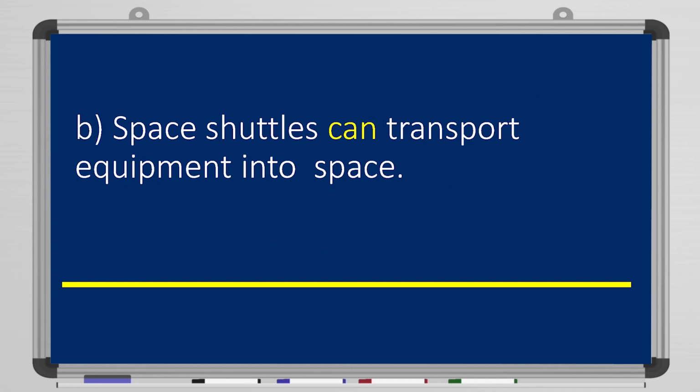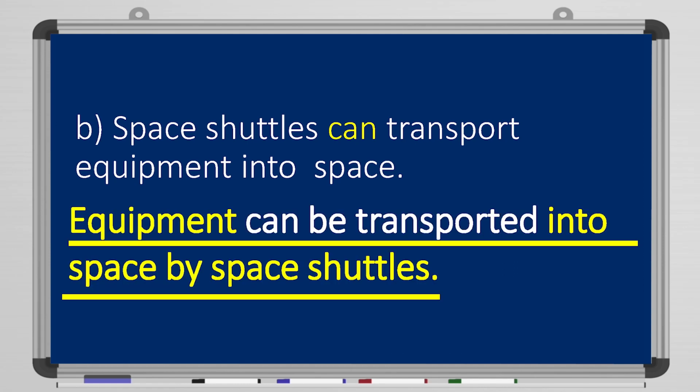The second question, space shuttles can transport equipment into space. Change it into passive. Look for the object, the verb, if there is a modal verb, and the subject, and then simply rearrange the equation. So it will be, equipment can be transported into space by what? By space shuttles.